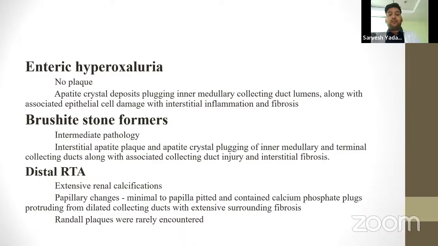In distal renal tubular acidosis, there is extensive renal calcification. Papillary changes are minimal to the papilla, which is flattened and contains calcium phosphate plaques protruding into a dilated collecting system with extensive surrounding fibrosis. Randall plaques were rarely encountered.